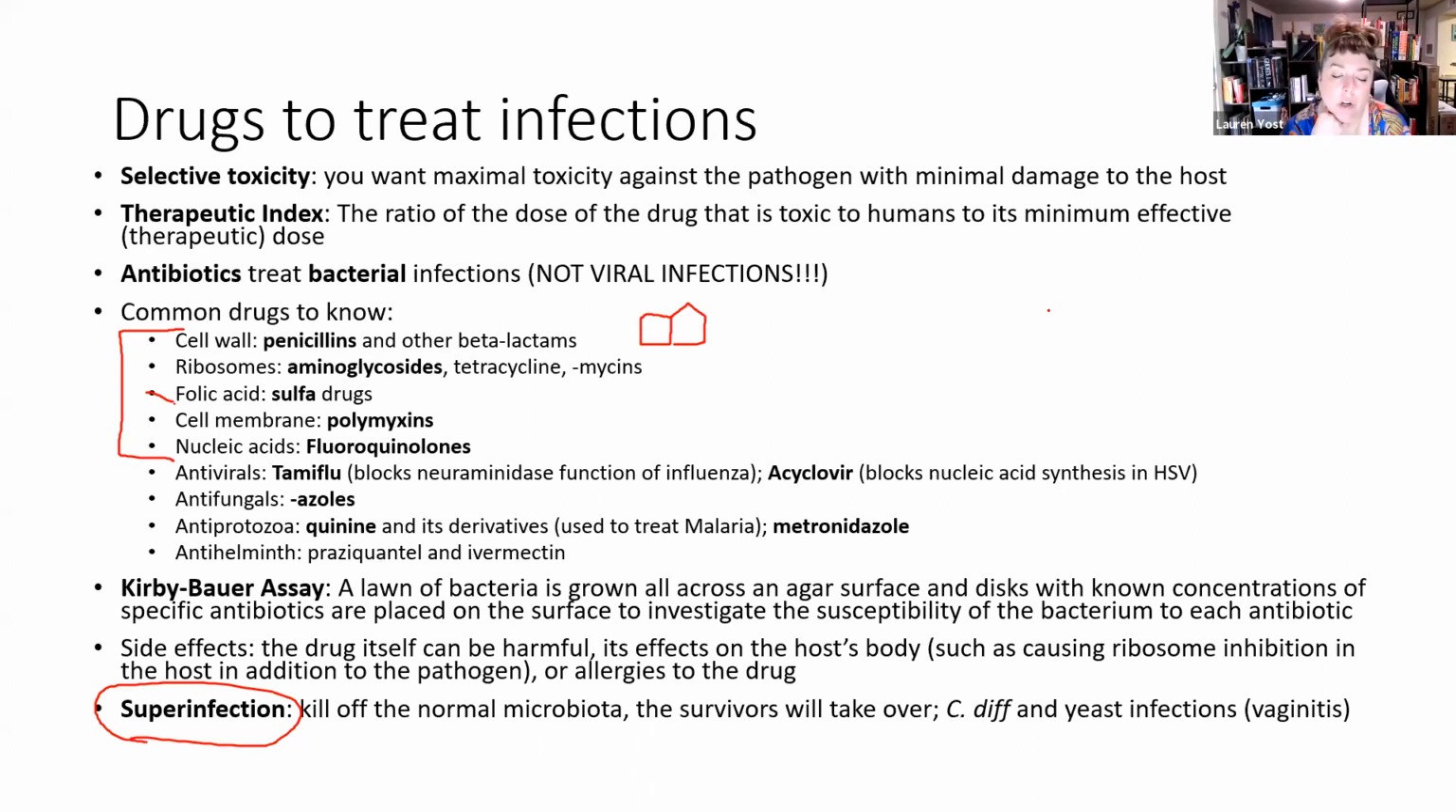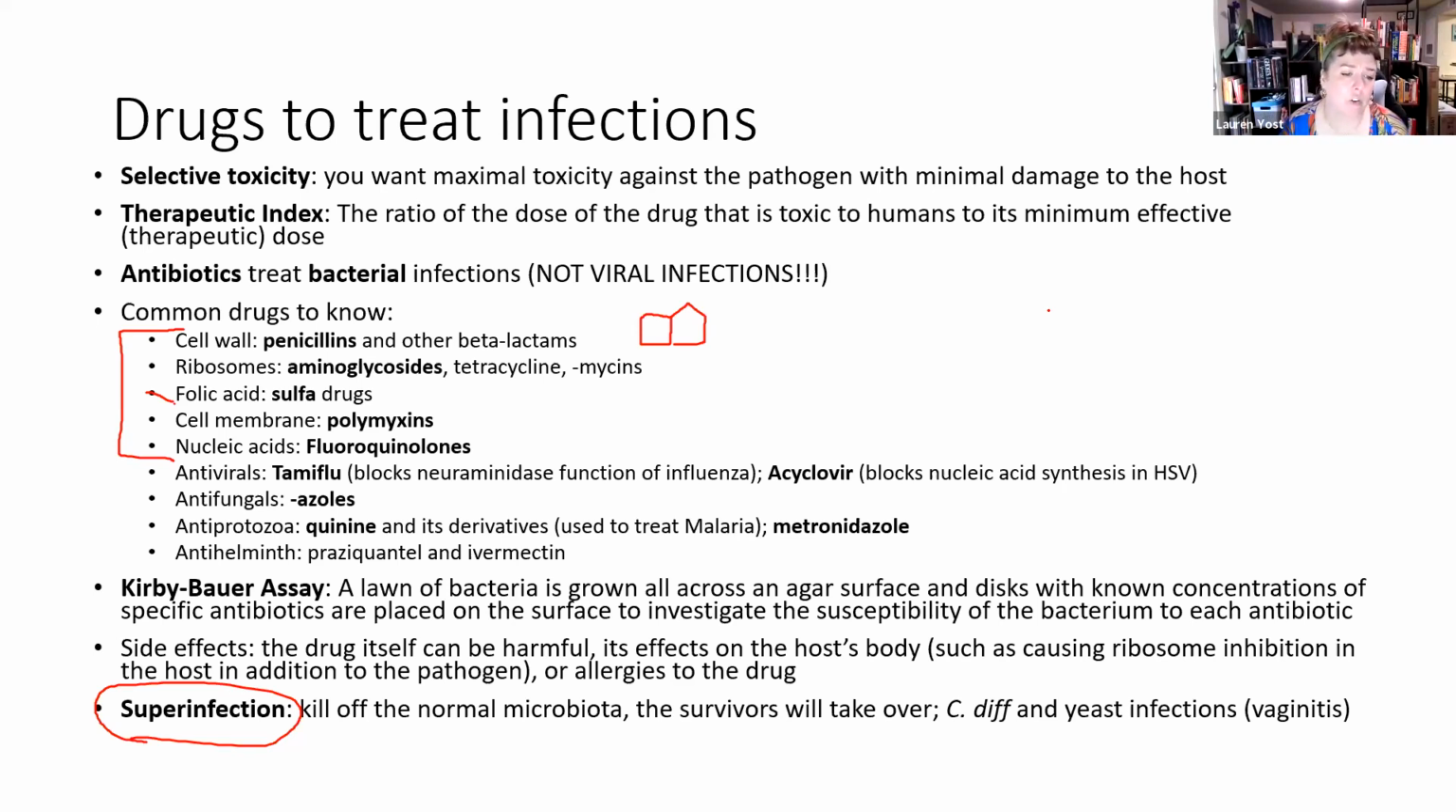Acyclovir. Acyclovir is an antiviral that blocks nucleic acid synthesis in HSV. That's herpes simplex virus. And not just herpes simplex virus either. It can be beneficial to be used in any herpes or herpes-related virus. That includes chickenpox, which is varicella zoster, which is a herpes virus, for example. There's other ones too, but that's just one example.